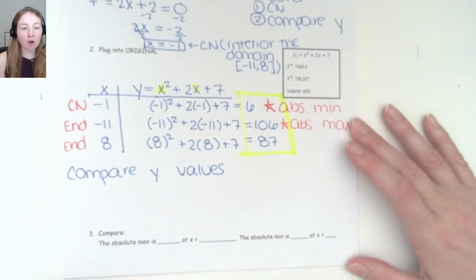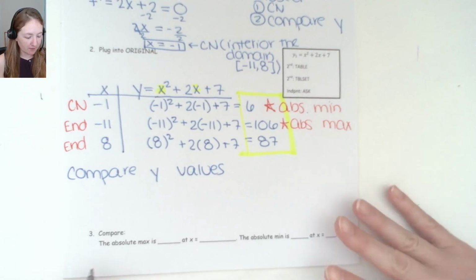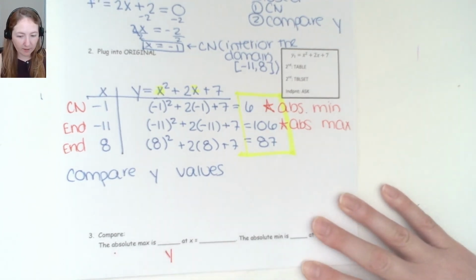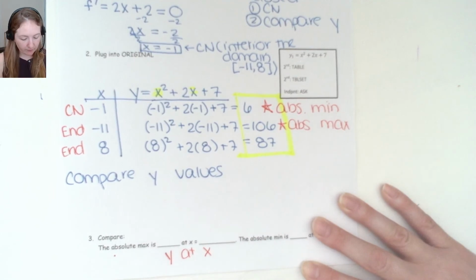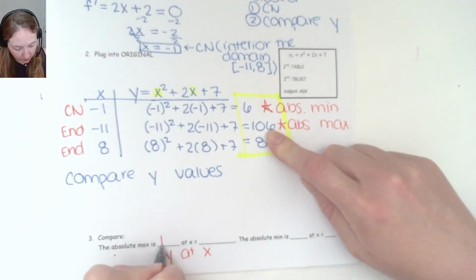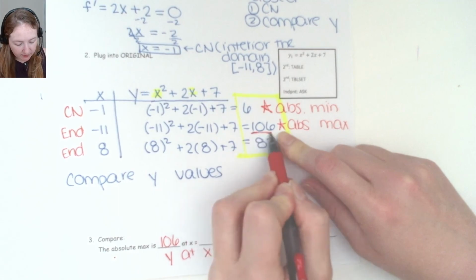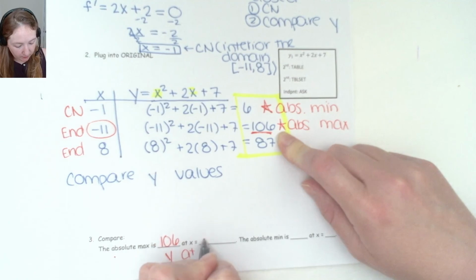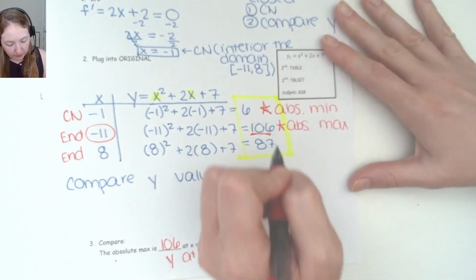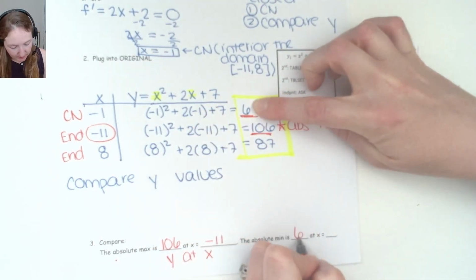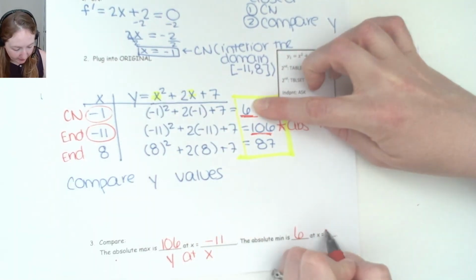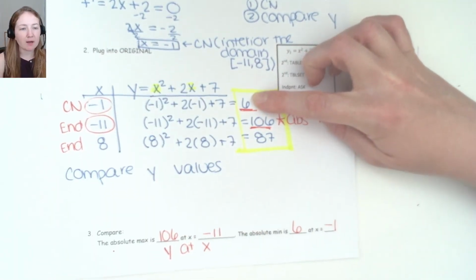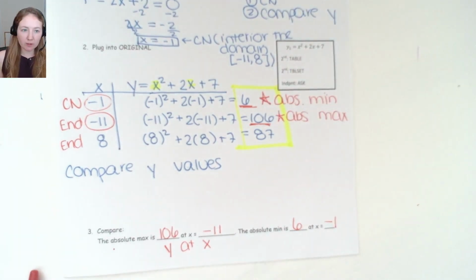So, the way this is often written and communicated is the absolute max is the y value at the x value. So, the absolute max is 106, and that 106 absolute max occurred at an x value of -11. And then the absolute min is 6, and that occurred at an x value of -1. And of course, filling in those blanks correctly is super important because that's how we communicate what the absolute max and min represent, and it will look very similar on your test, of course.